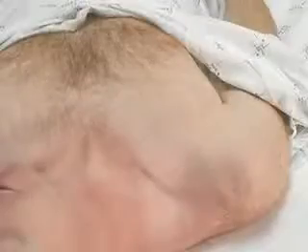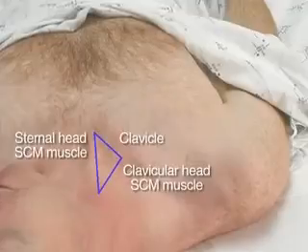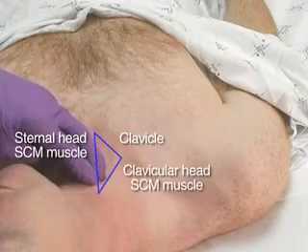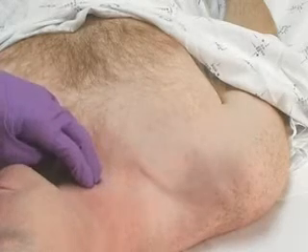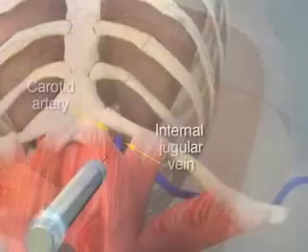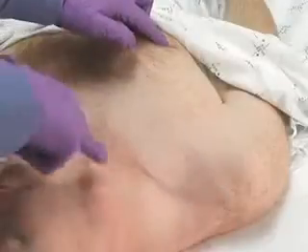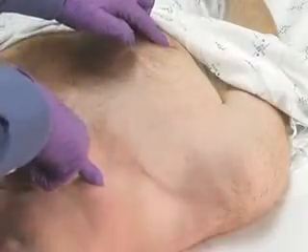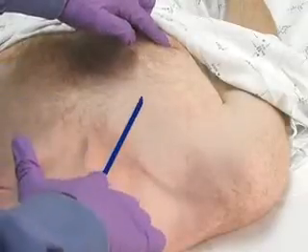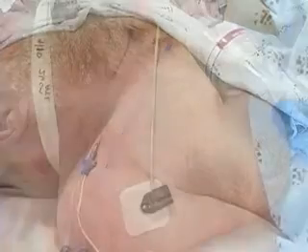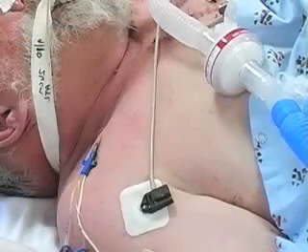Identify the triangle formed by the sternal and clavicular heads of the sternocleidomastoid muscle and the clavicle. Determine the location of the carotid pulse. The path of the vein runs just lateral to the carotid artery. The needle will enter the skin at the apex of this triangle just lateral to the carotid pulse, and will be aimed toward the ipsilateral nipple. Following these landmarks can be challenging in the obese patient.